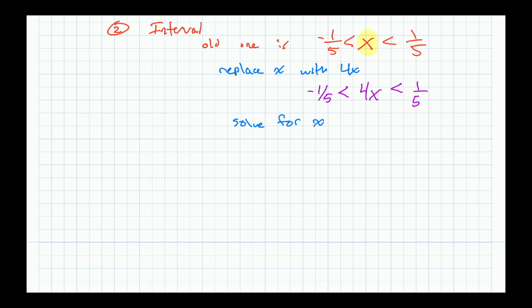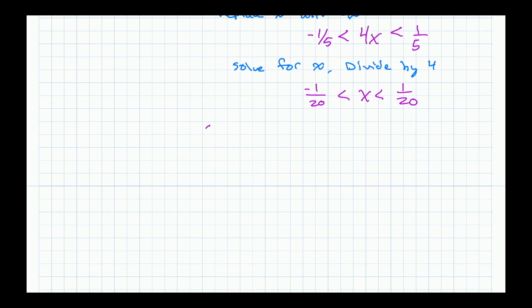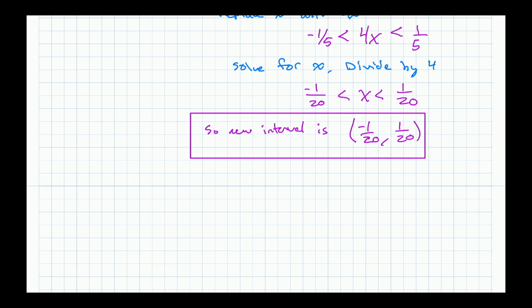And then you solve for x. How do you solve for x? Looks like we're just going to divide everything by 4. And that's it. So if you divide everything in that by 4, you're going to get -1/20 is less than x, which is less than 1/5 over 4, which is also 1/20. So you have that. And then the new interval is -1/20 to +1/20. And that's that.